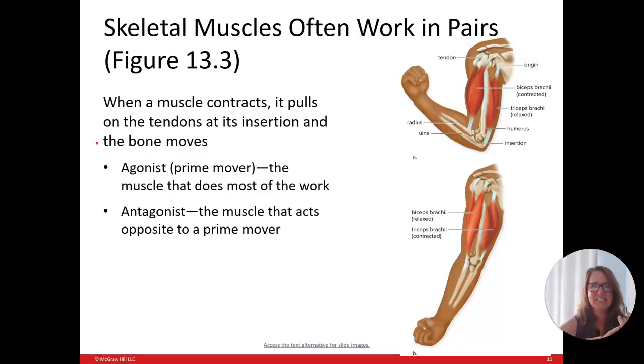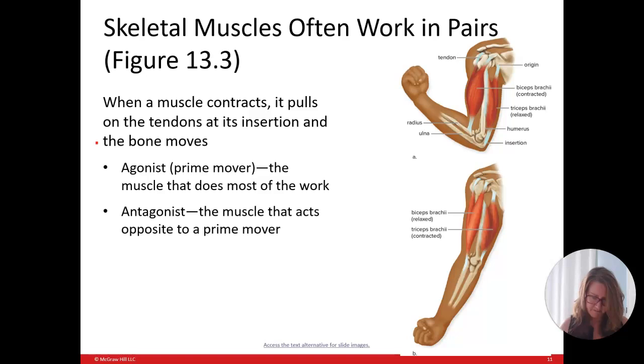So we have an agonist. In this example, my bicep is my agonist. It's the prime mover. It's doing most of the work. And the tricep essentially is relaxing so that I can use that bicep. So they work in pairs, the agonist and the antagonist. Now there are times when maybe you're doing overhead presses, or I'm thinking tricep kickbacks. And so essentially you are now contracting the tricep, which is the agonist, and you're relaxing the bicep. So you can do some motions like that.